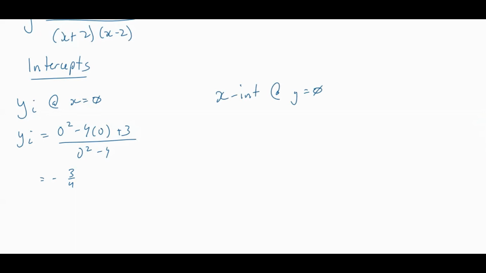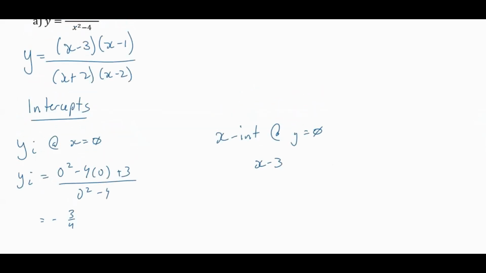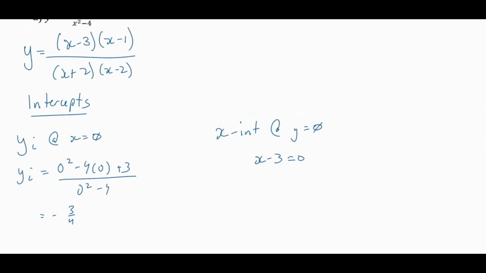When y equals 0 is when the numerator is 0, kind of like the last one. So it's when x minus 3 is 0, or when x minus 1 is 0. So my x-intercepts are 3 and 1. Positive 3 and positive 1.